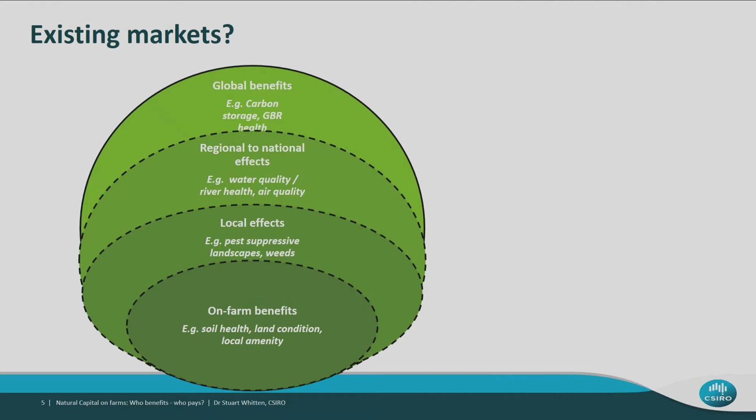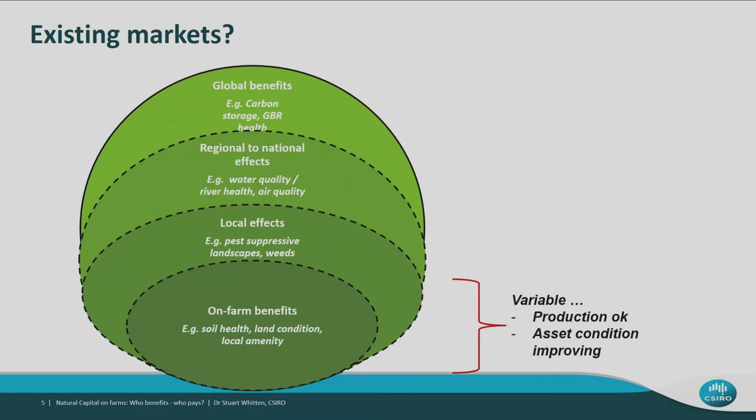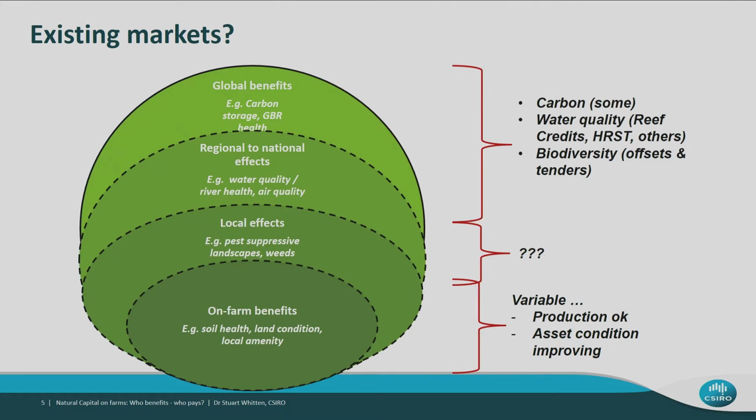And we have a variation in the degree to which existing markets handle these benefits. With respect to on-farm benefits, it's not as straightforward as you might first think. We have strong commodity markets where landholders are clearly rewarded for the production of your standard wheat, livestock and so on. But the condition of the asset, the natural capital state of that farm, is not captured particularly well. We have very few, if any, markets at this sort of local effect scale, except to the extent they're taken into account there. And we have some emerging markets at these higher scales.